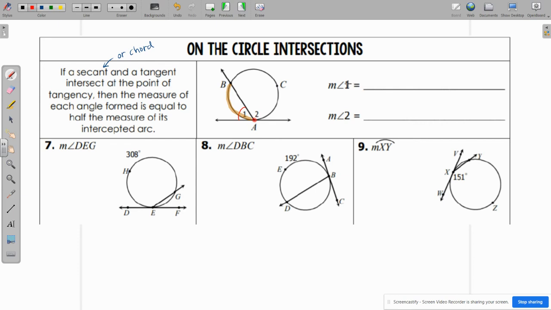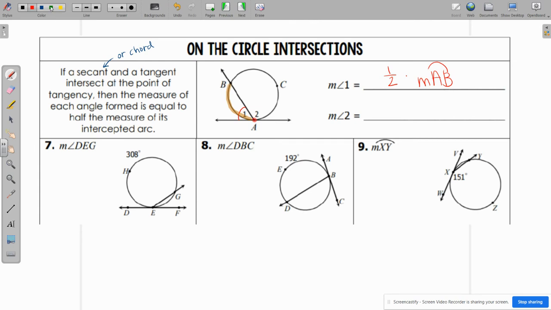So the measure of angle 1 equals 1/2 times the measure of arc, in this case, that's arc AB. This is the arc that it intercepts. So it goes from the vertex out to where it intercepts that secant there.